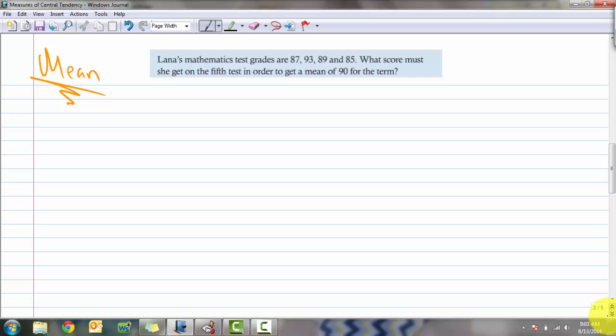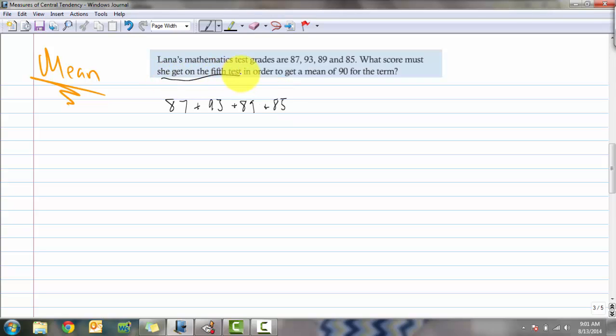The mean. Okay, we know how to find the mean. We add up a bunch of data values, and then we divide by how many there are. So we have Lana's mathematics test grades. There are 4 of them, 87, plus 93, plus 89, plus 85. What score must she get on the 5th test?